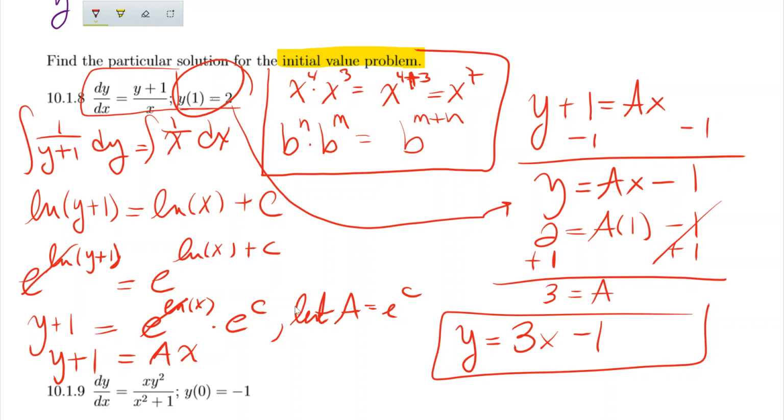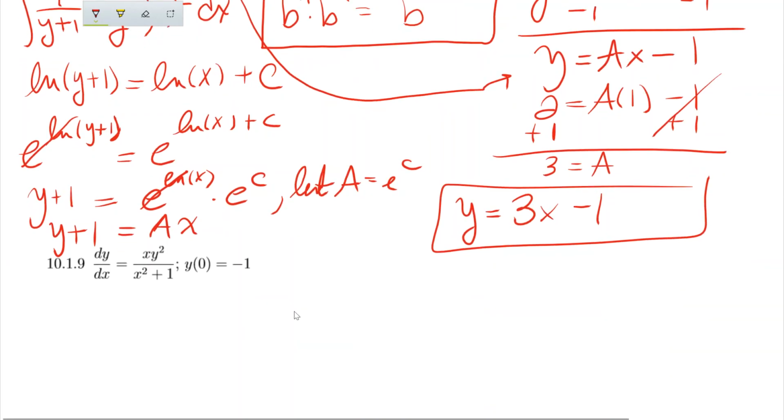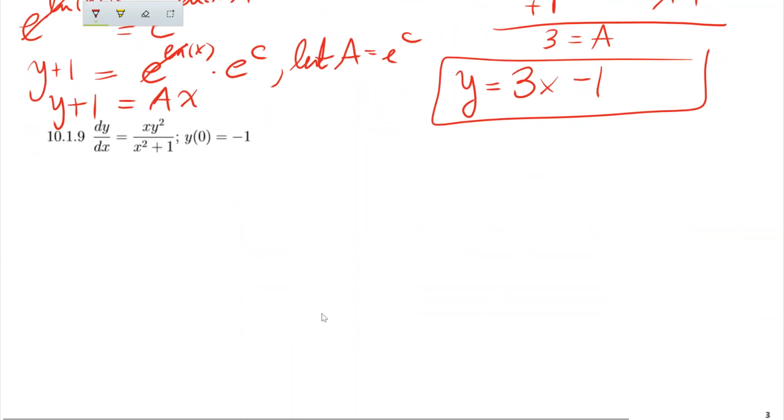Let's do another one. I think this one's harder. Oh yeah, this one's much harder. Let's get down with our bad selves.